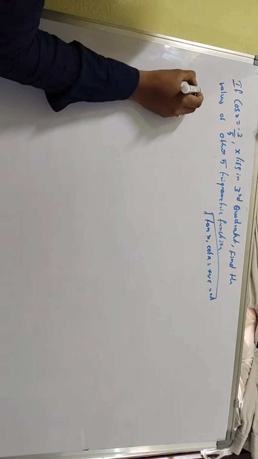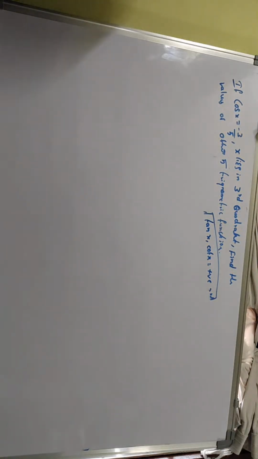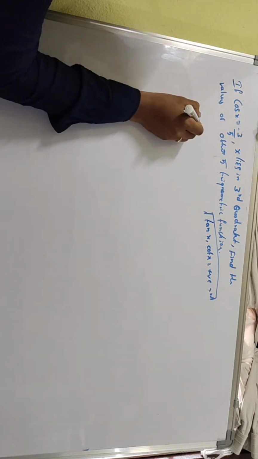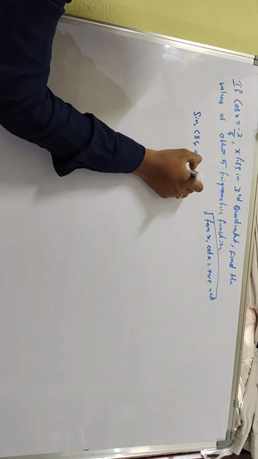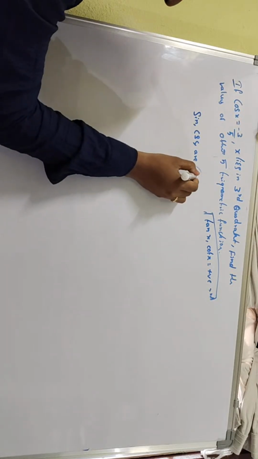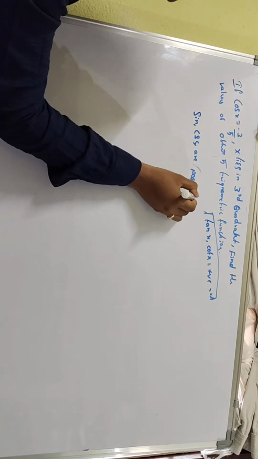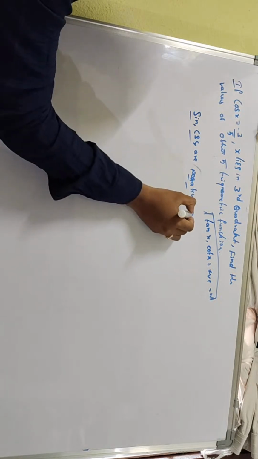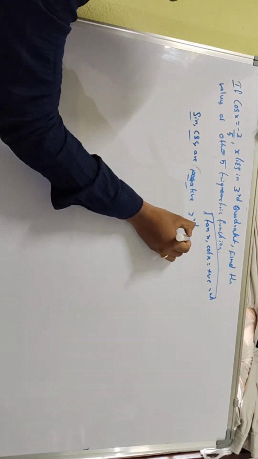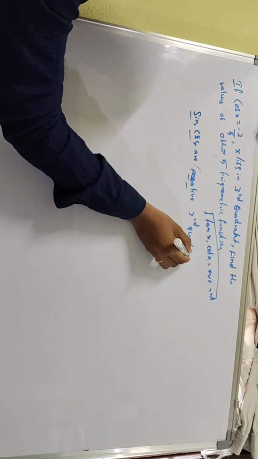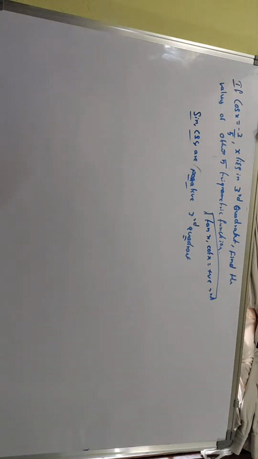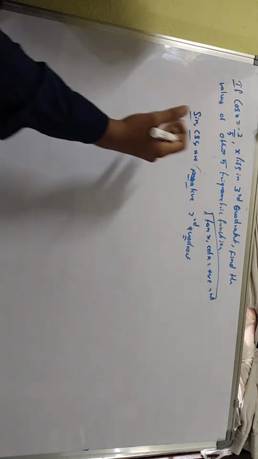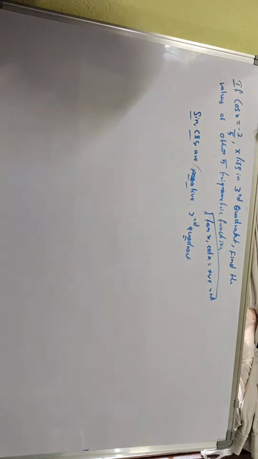Sine and cosecant are negative. Clearly, sine and cosecant trigonometric functions are negative in the third quadrant. Now it's time to solve for the remaining five trigonometric functions.